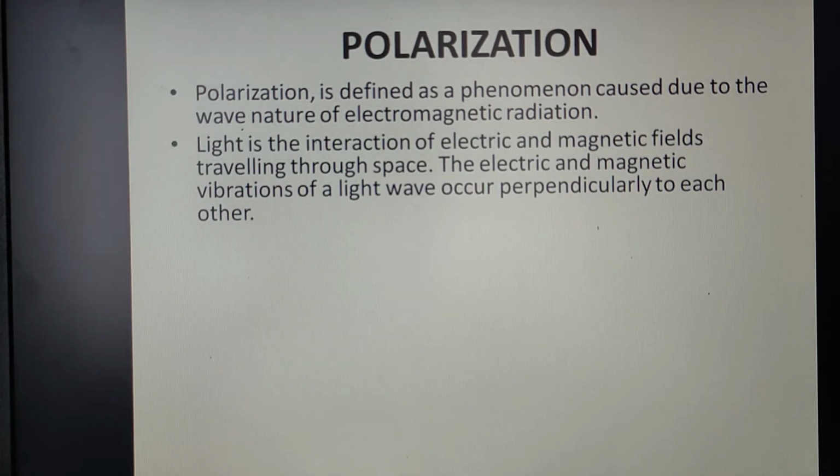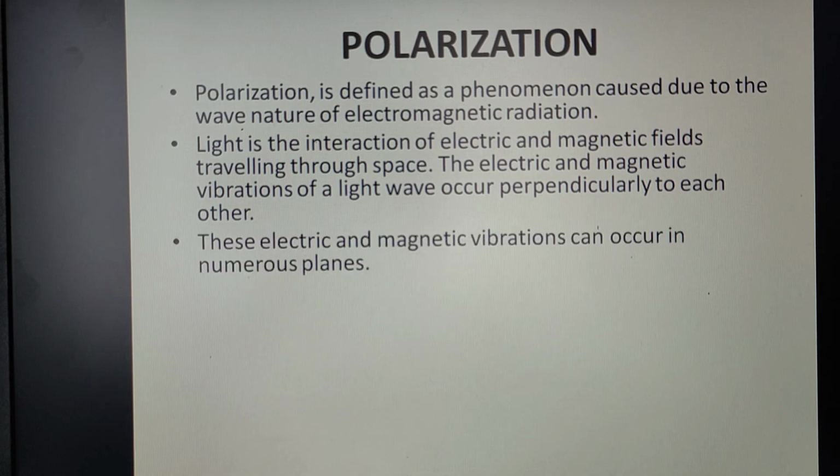Light is an interaction of electric and magnetic fields, that we know. Why? Because it's an electromagnetic wave traveling through space. The electric and magnetic vibrations of a light wave occur perpendicular to each other. Okay, this we will do later on when you do electromagnetic theory, in microwaves and so on. We will understand how the movement of light waves occurs. Okay. The electric and magnetic vibrations can occur in numerous planes. Numerous planes means many planes.